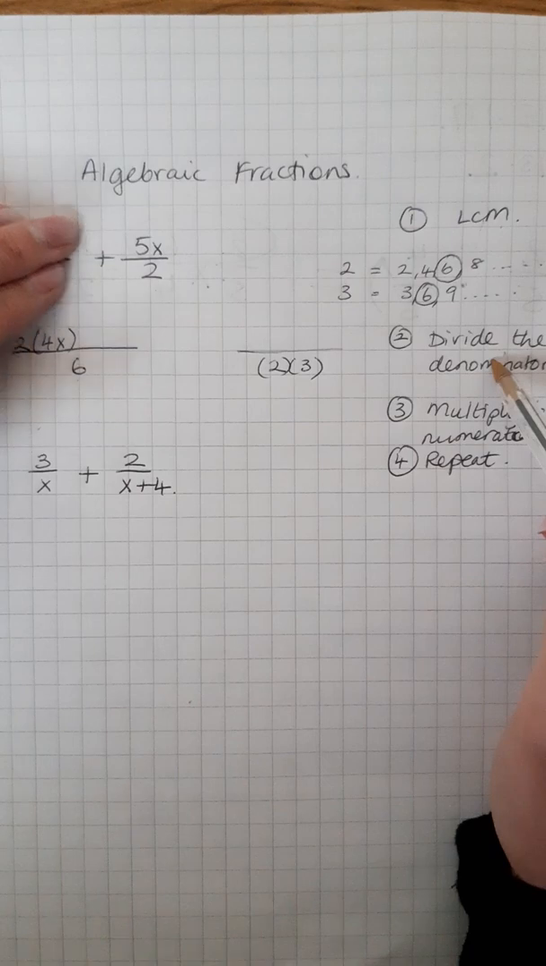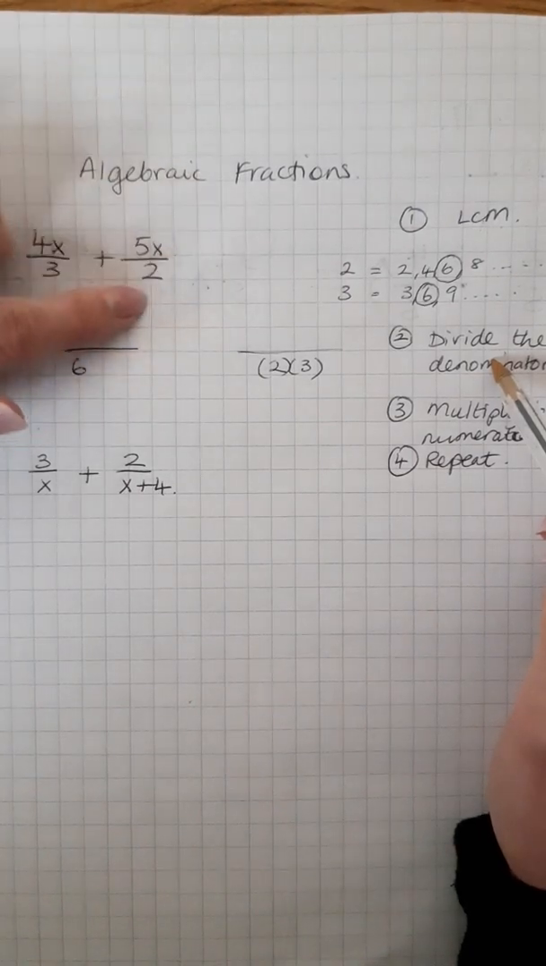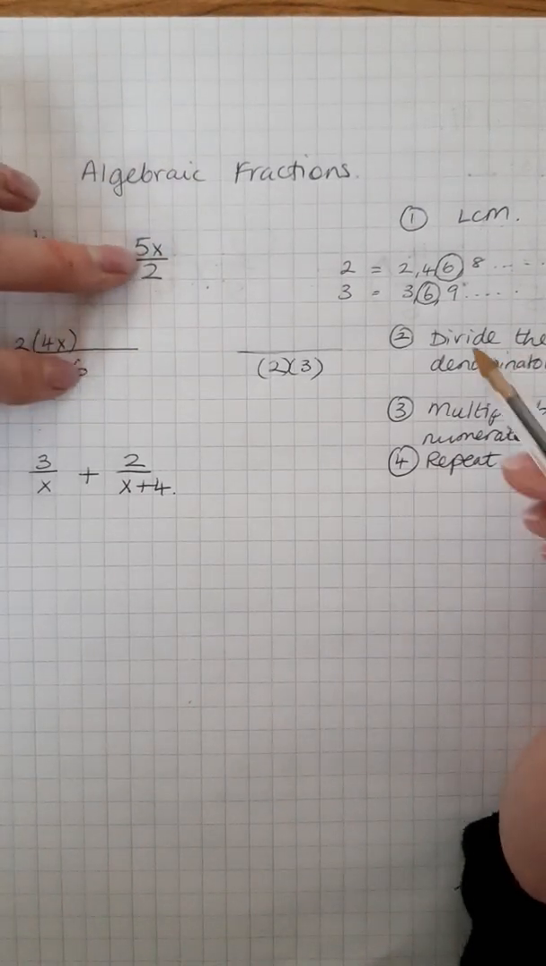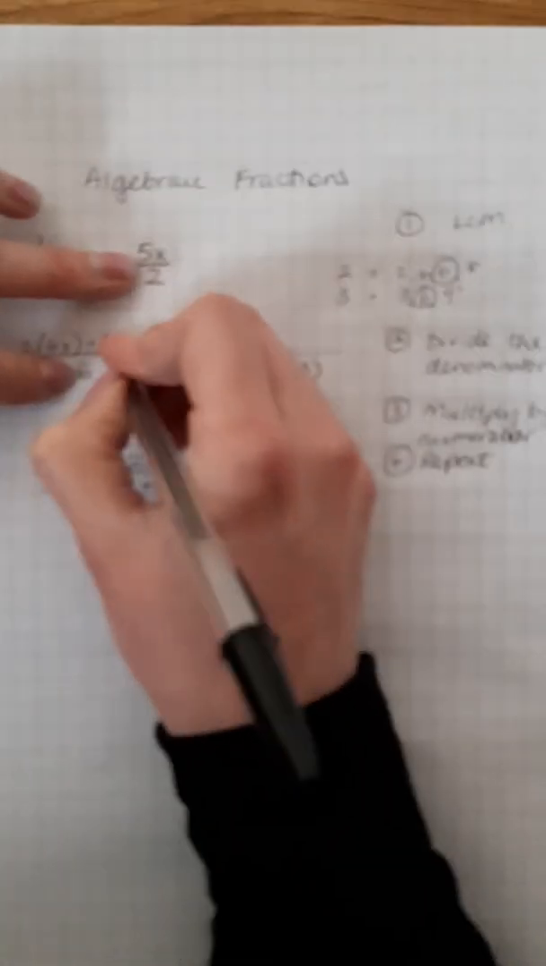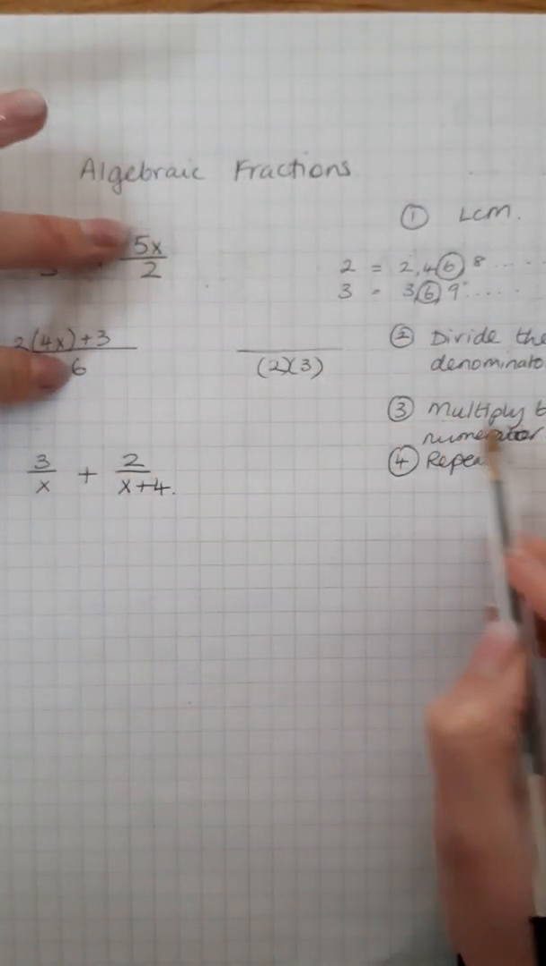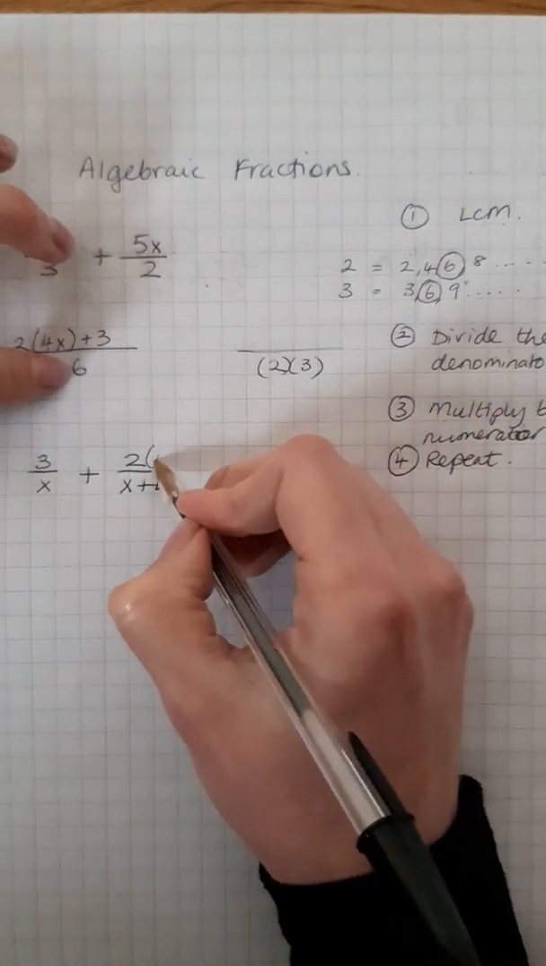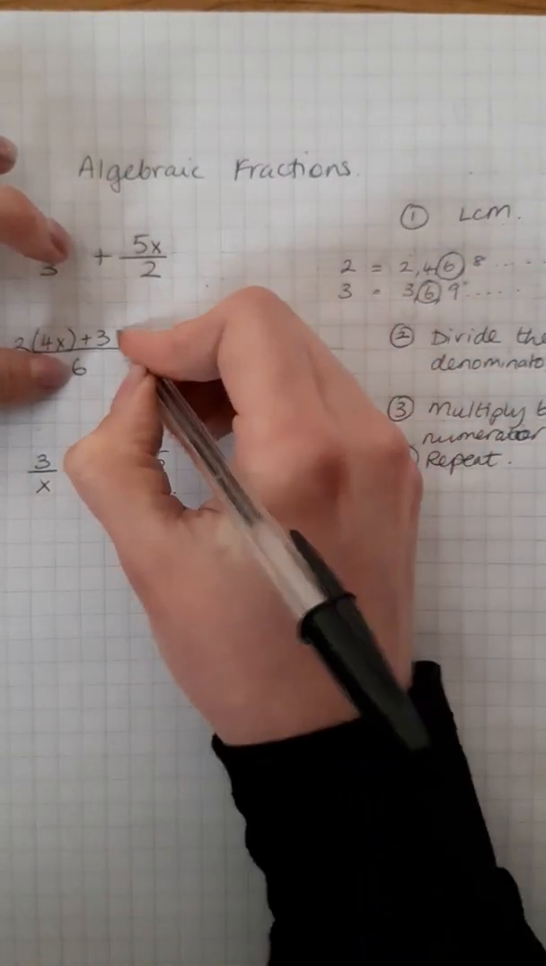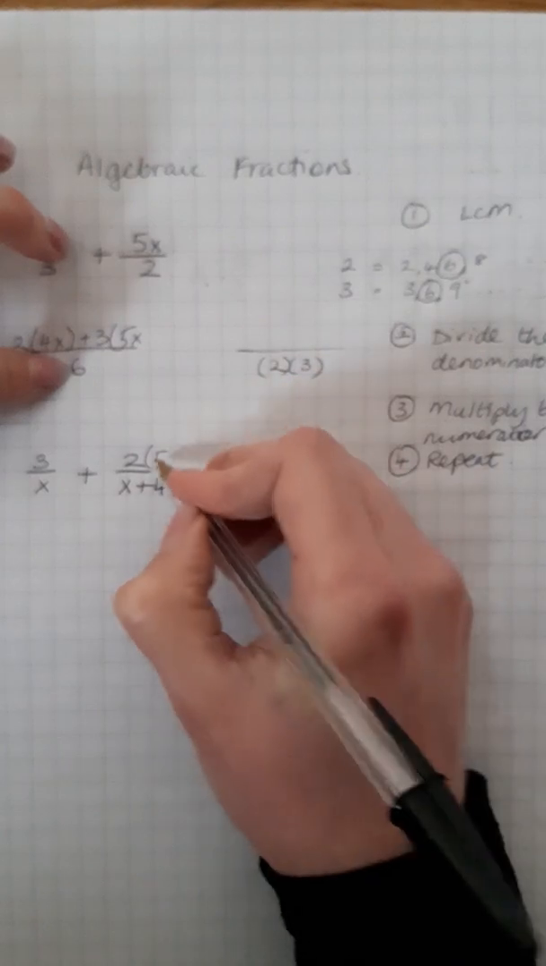So we've done the first fraction. We're now going to go to the second fraction. 2 into 6 goes 3 times. So plus 3. And then you're going to multiply by the numerator. The numerator is the number on top, which is 5x. Sorry, that shouldn't be there.